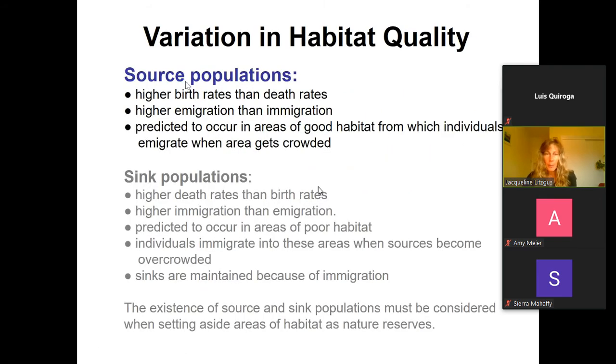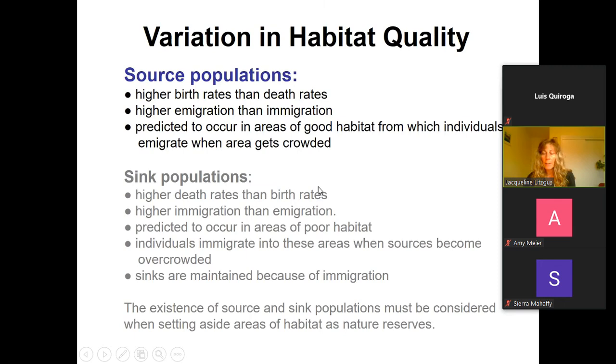So in a source population, this is where you have birth rates that are higher than death rates, right? You have good quality habitat. We've said that in good quality habitat, this is what you expect to see. You have a growing population, a high birth rate in this good habitat, and individuals are going to leave because it's going to get crowded. So emigration is higher than immigration in this case. More are going to leave than arrive, okay?